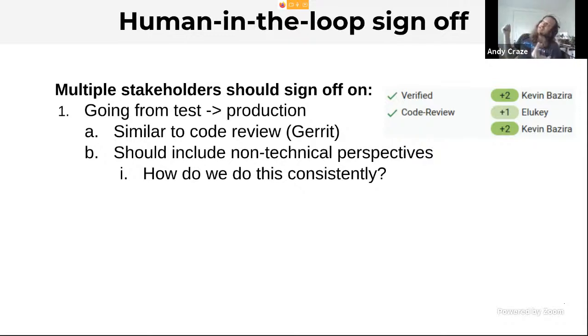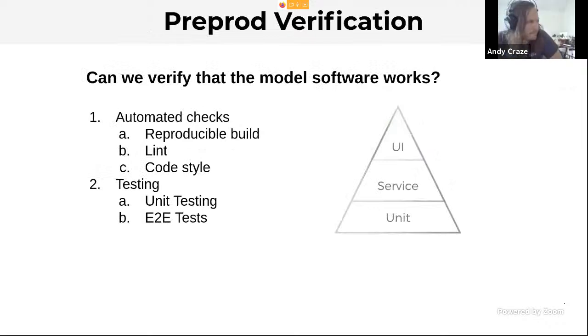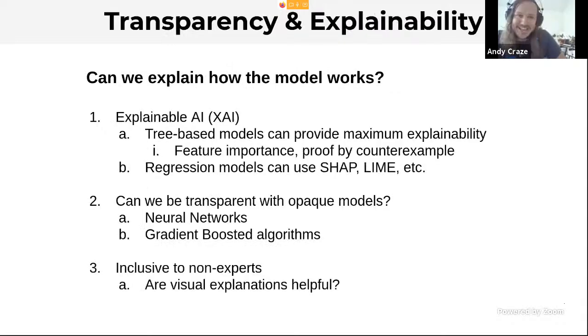So what would that look like? Probably something similar to what we already do here, but I really want to include the non-technical perspectives. But then we start wondering, how do we do this consistently? And how do we not let this become another bottleneck? So definitely something we're talking about. I'm going to skip over this one in the interest of time, but essentially we want to run some smoke tests just to make sure that the model software works. Pretty standard practice in software engineering, and I think we definitely want to keep doing that.